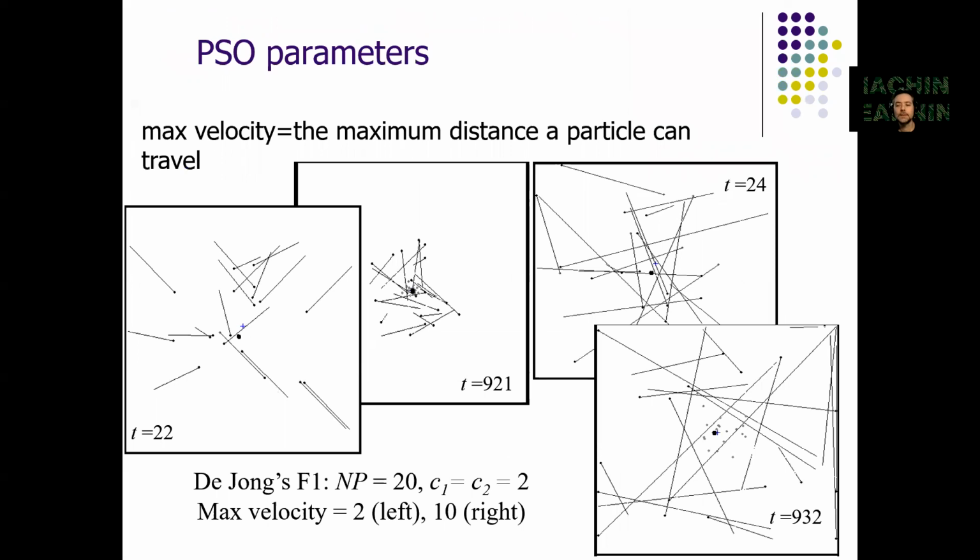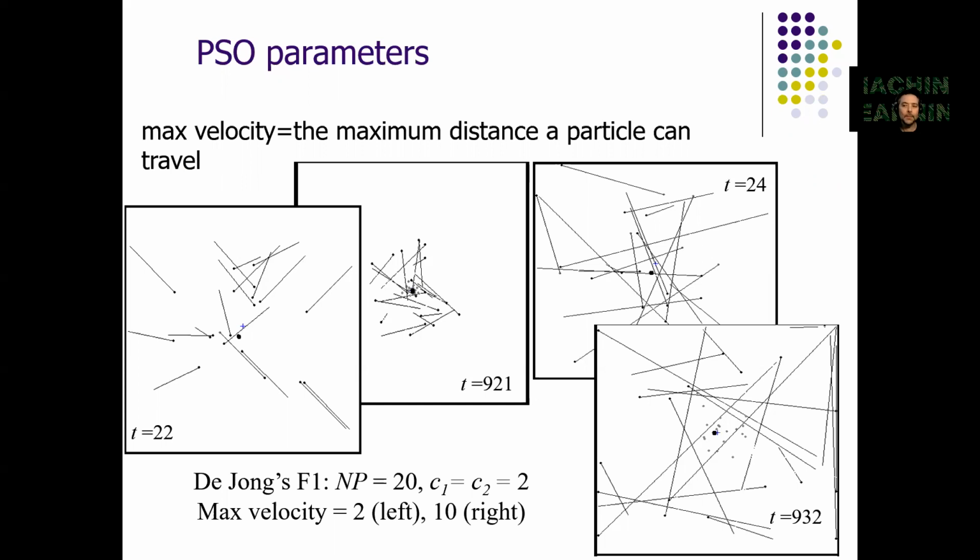These slides give you an idea of what I mean with the impact of velocity and why it's important to decide how we are going to bound it. So it's the maximum distance a particle can travel. It affects the size of the correction, basically, which is in this case the velocity vector. And you can see for the same problem, two different choices. On the left side, maximum velocity is 2. On the right side, maximum velocity has been set to 10.